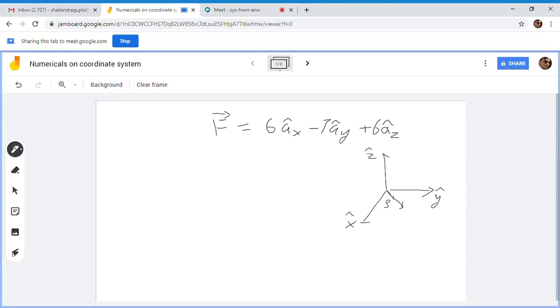Okay, so you can directly write your rho has to be x square plus y square under root. Means this x component, here x component is 6, so 6 square, and plus, so y is -7, whole square. So you can solve this, it will come out to be rho. So this is your first coordinate of cylindrical coordinate system.